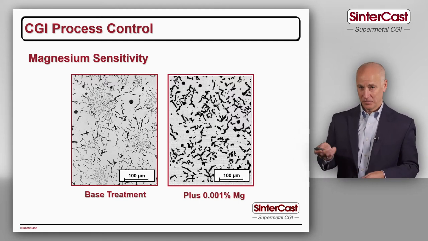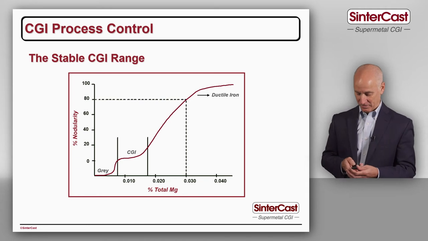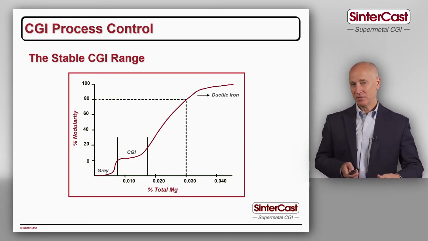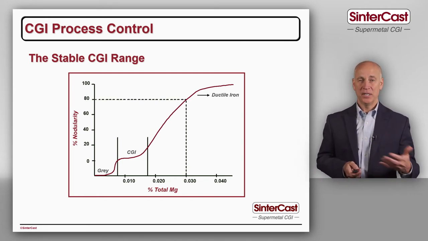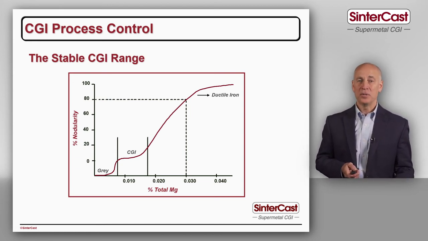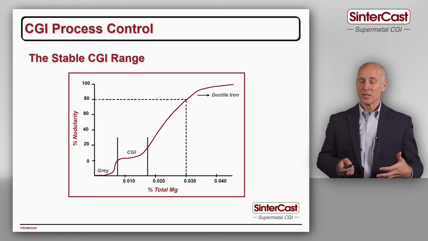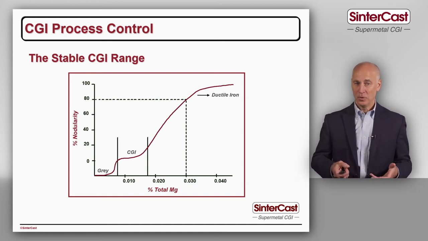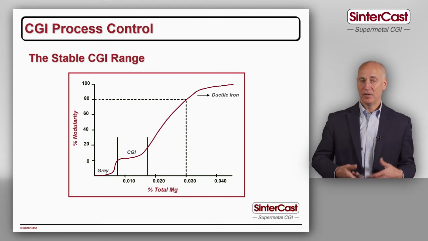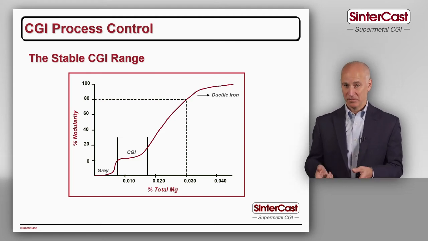So that shows the sensitivity to the magnesium, but the stability of CGI is also sensitive to the addition of inoculant. And we can see that if we go back to the S-curve. So inoculant is the stuff that the foundryman adds. He puts it into the iron, it reacts with oxygen to make the small seeds or the nuclei that the graphite grows on. So if there's a lot of oxygen, we'll make a lot of nuclei. And if we have a lot of nuclei, we're going to make a lot of graphite.